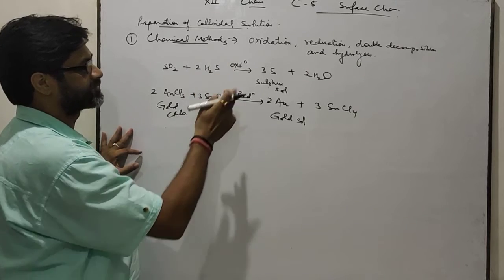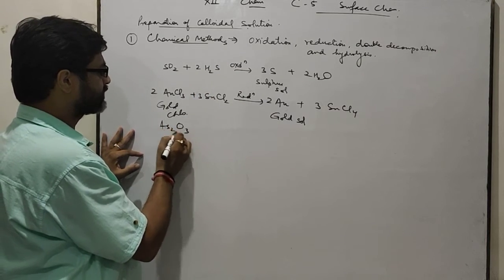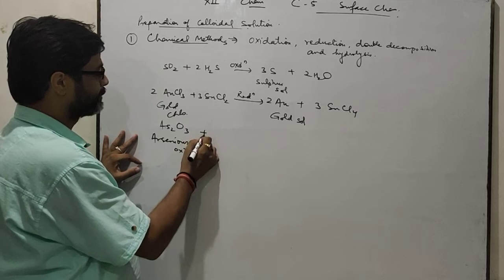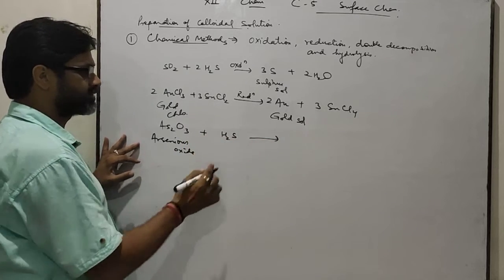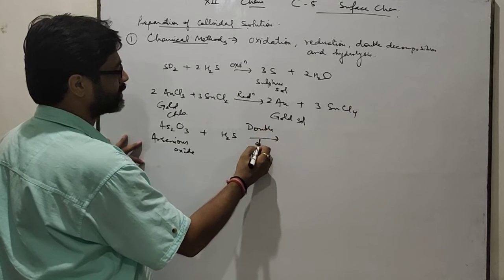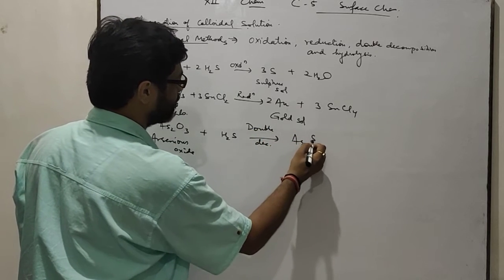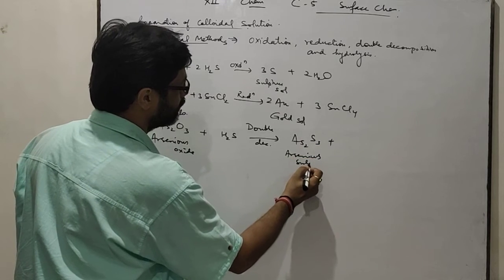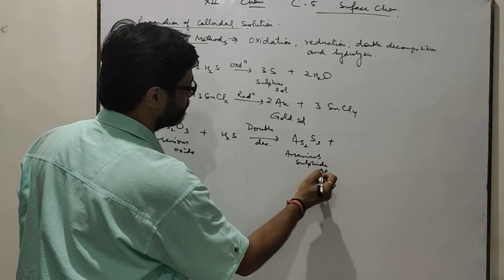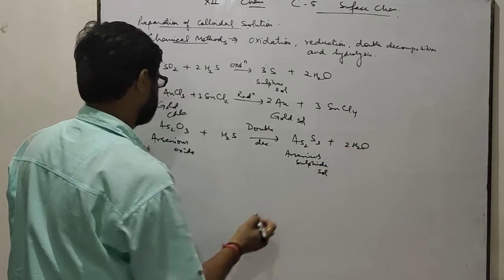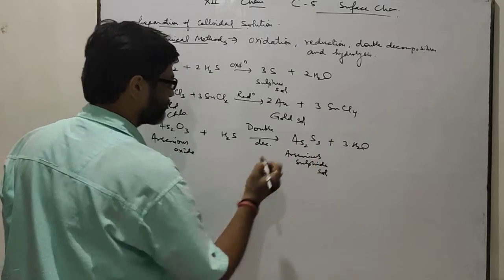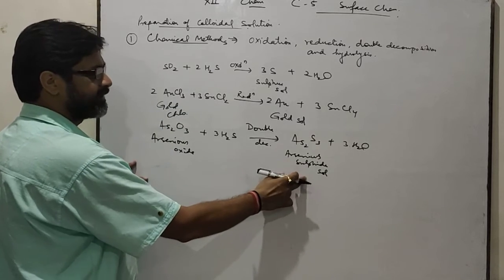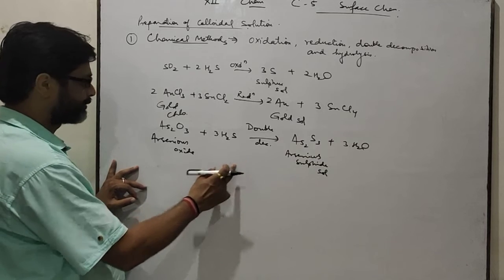They are chemical methods. Double decomposition. Arsenious oxide is reacted with hydrogen sulfide. This is double decomposition. It forms As2S3, arsenious sulfide sol, and H2O. In this way, arsenic sulfide sol is prepared by the double decomposition method.